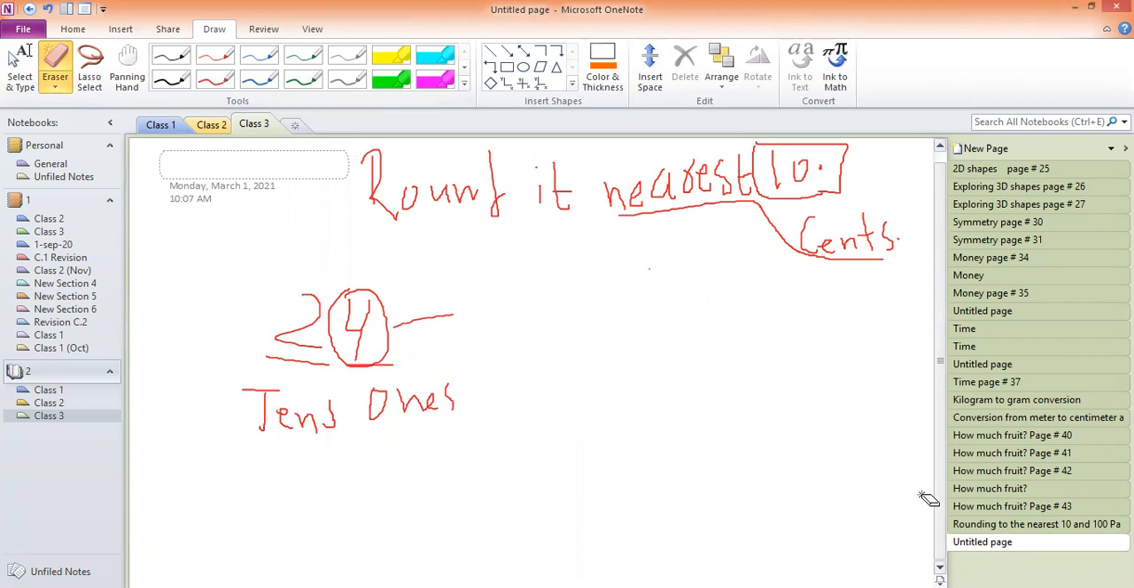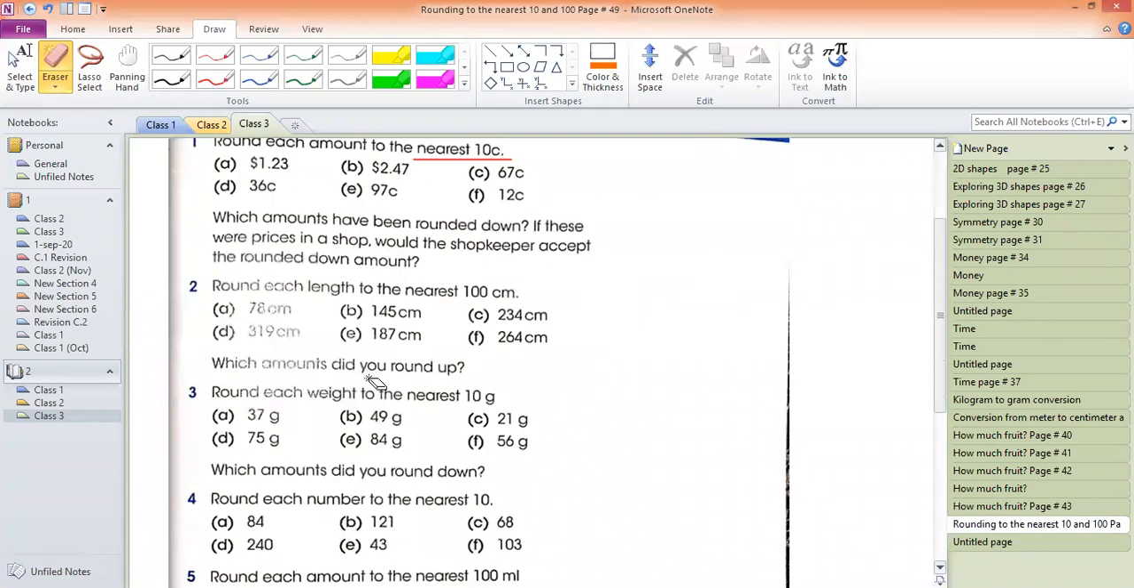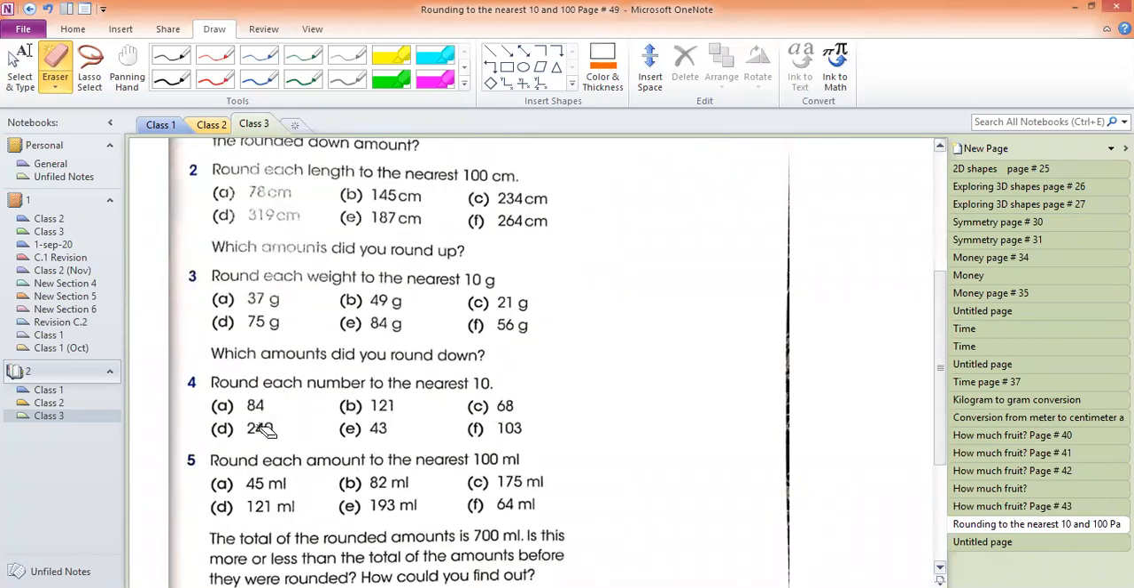So 24 is 20. Here same. 36 is 40, 97 is 100, 12 is 10, right? 37 is 40, 50, this is 20, this is 80, this is also 80, this is 60, right? 90, 120, 70, 240, this is the same, so you will keep it the same. And this is 40, this is 100, because you are rounding to the nearest 10. Clear, guys?